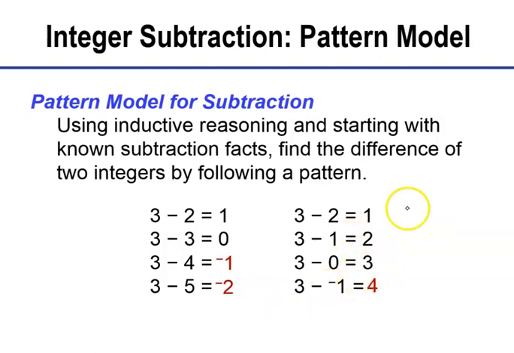This time we're subtracting smaller numbers. So we start with 3 subtract 2, which we know from our math facts is 1. 3 subtract 1 is 2. 3 subtract 0 is 3. But what about 3 subtract a negative 1? Again, follow the pattern. As your subtrahends get smaller by 1 unit, your answers or your differences get larger by 1 unit. So 3 subtract a negative 1 must be 4 if it continues to follow the pattern.